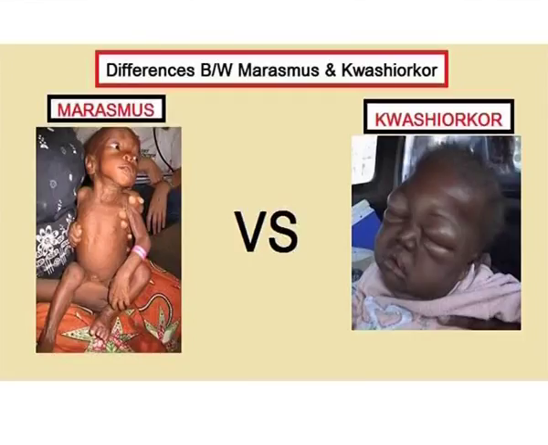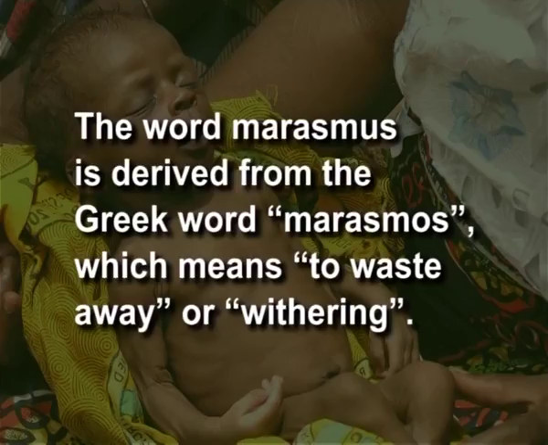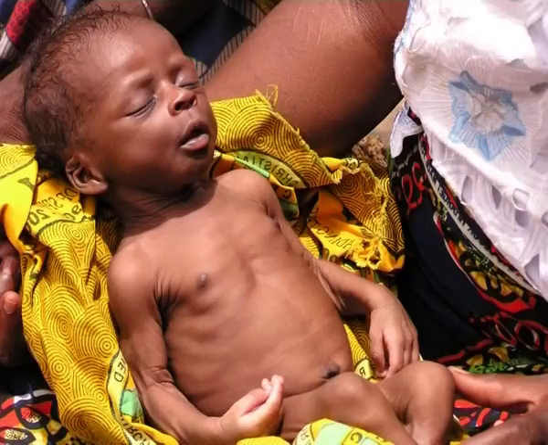Severe protein deficiency is called kwashiorkor, whereas severe calorie deficiency is called marasmus. And the difference between kwashiorkor and marasmus is as shown on the screen. Marasmus. The word marasmus is derived from the Greek word marasmos, which means to waste away or withering. It develops more slowly than kwashiorkor and results from chronic PEM.